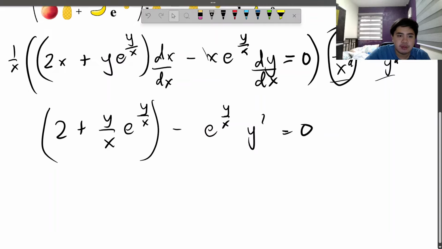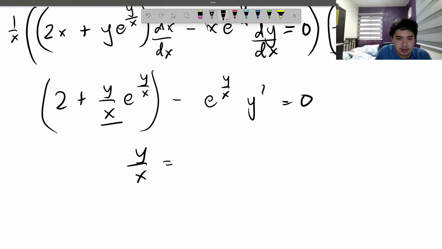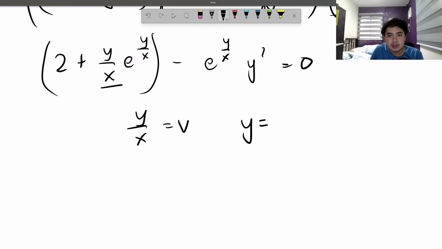Now, the reason why we did this is we can see that everything now is a function of y over x, as we mentioned earlier. So y over x equals v at this point. Let's substitute v in here. Now, to have y prime all on its own, we need y equals xv.